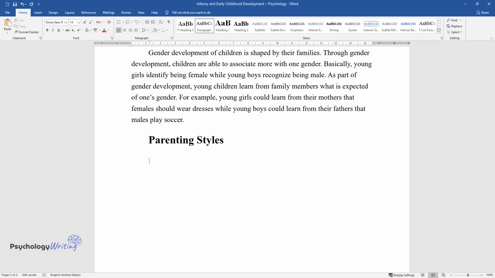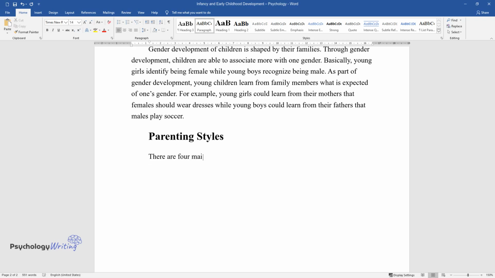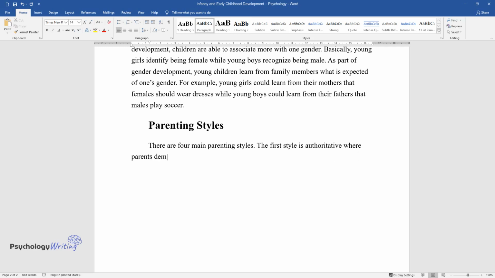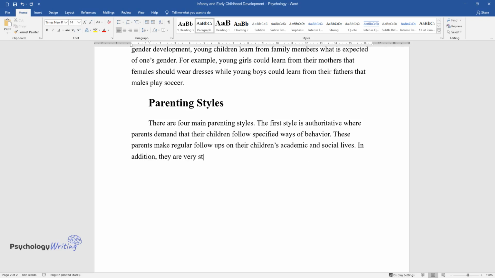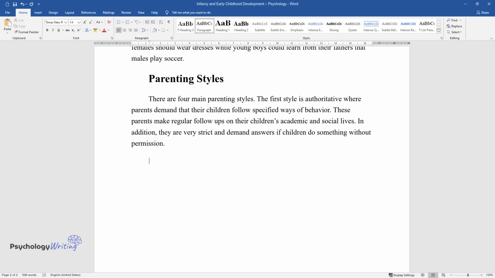Parenting styles. There are four main parenting styles. The first style is authoritarian, where parents demand that their children follow specified ways of behavior. These parents make regular follow-ups on their children's academic and social lives. In addition, they are very strict and demand answers if children do something without permission.